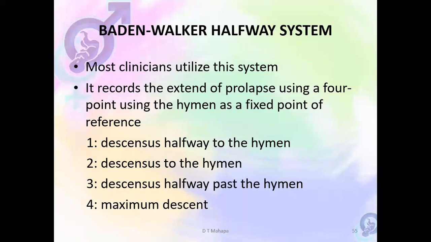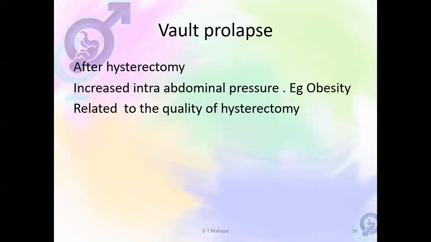You discover them when they come for other diseases, and you find that they've got a maximum descent. Usually you should find them when it's descending halfway to the hymen, grade 1, or at the hymen, grade 2. Grade 3 and grade 4 is unpardonable. You must know that person hasn't been seen for quite a long time.